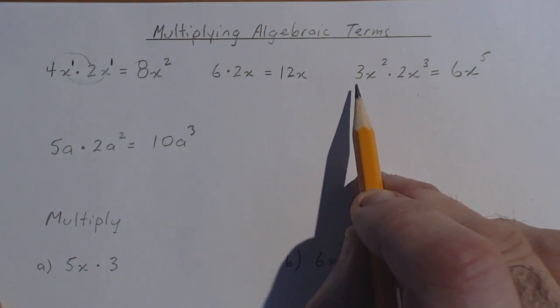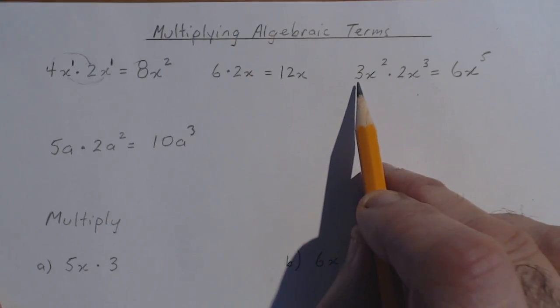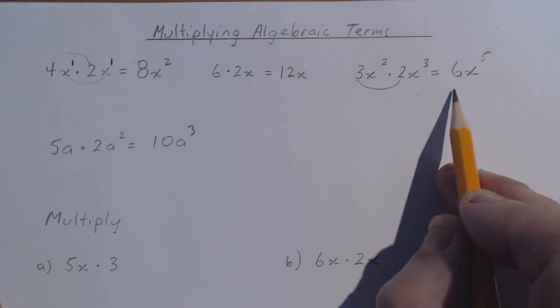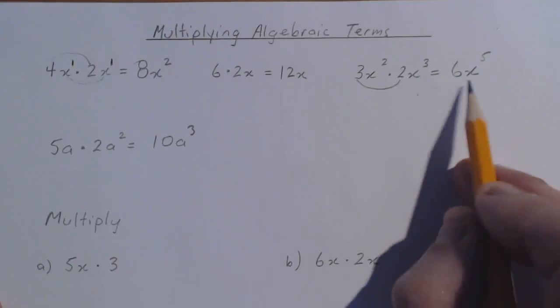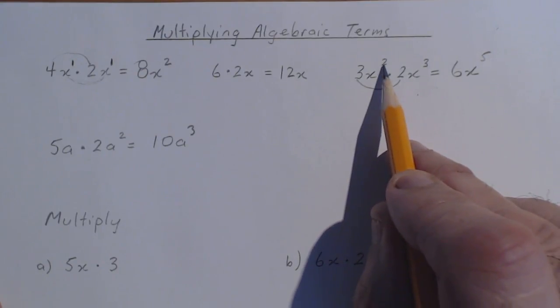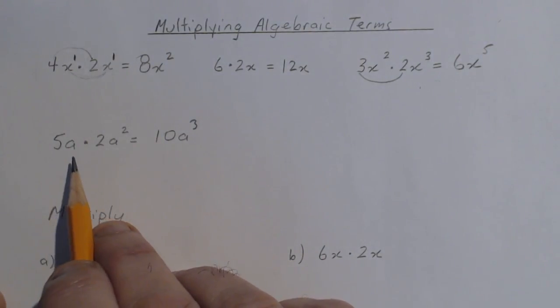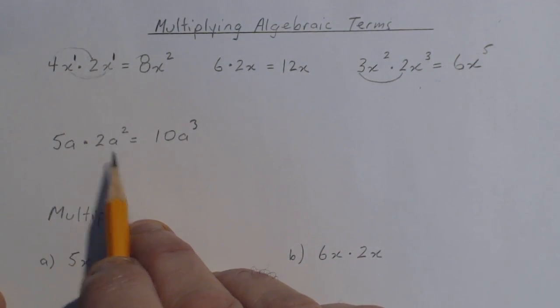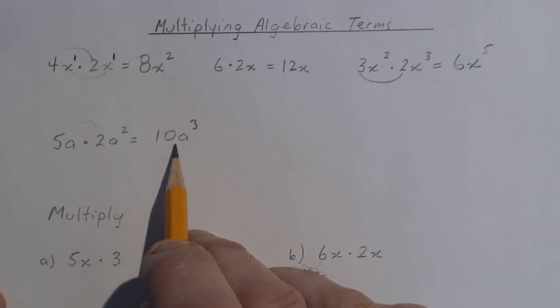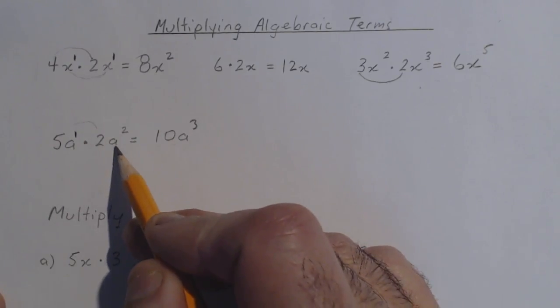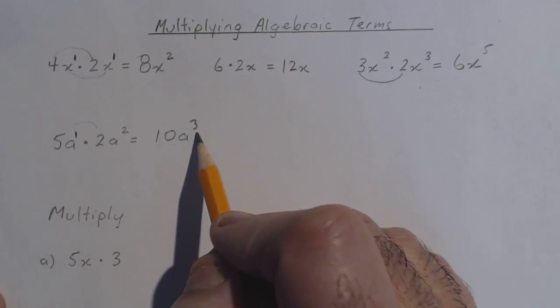This one here, we have 3x squared times 2x to the power of 3. The coefficients are 3 and 2, so we multiply the coefficients. 3 times 2 and get 6. X, so the same variable, but the power, we just add the 2 and the 3 and get 5. This one here, 5a times 2a squared. We multiply the 5 times 2 and get 10. And then multiply the variables, a to the power of 1 times a to the power of 2. 1 plus 2 gives 3.